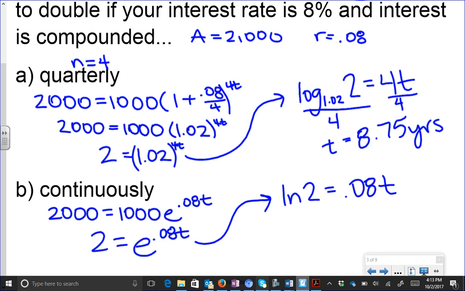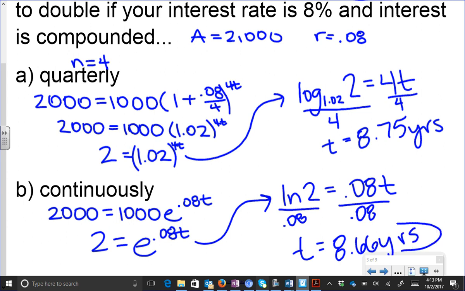I am assuming you are doing that along with me. Punch natural log of 2 into your calculator. Divide both sides by 0.08 to get a time of 8.66 years. Okay? And as I mentioned, it is going to take less time for continuous compounding to double than it would for any other type. Okay? The more times you compound, the quicker you're going to get your investment.